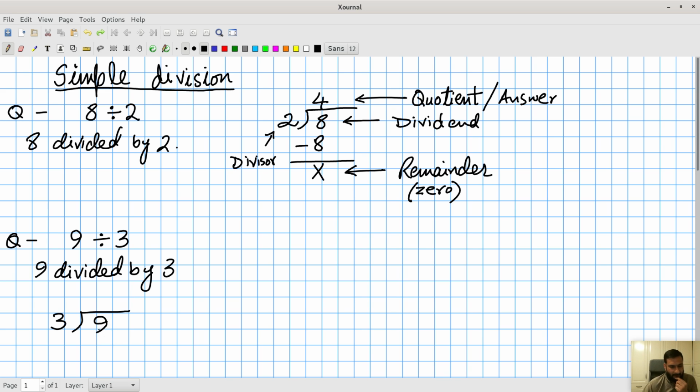So now we need to check in 3's table what multiplier would give us the number which is closest to this number. Closest would also mean at least less than, not more than 9. So in 3's table, the number closest to 9 is, let's see, 3 1s are 3, 3 2s are 6, 3 3s are 9, which is true. So we actually got the actual number.